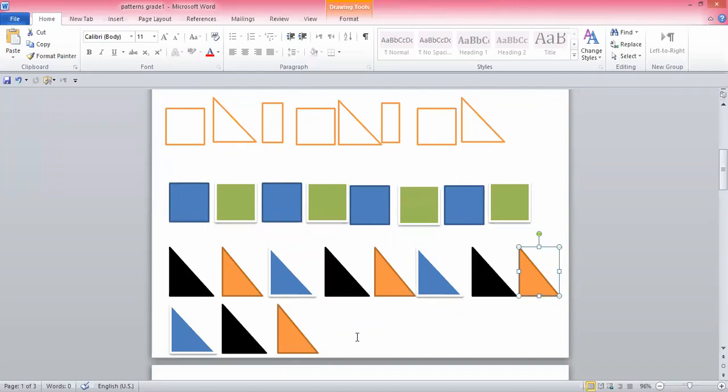What will be the next? You will say, sir, blue. Why blue? Because after orange there is blue in the pattern. Okay, after blue, you will say, sir, black. Why? Because after blue there is black in the pattern, or after blue the pattern starts repeating. In that way you can tell me the answer.